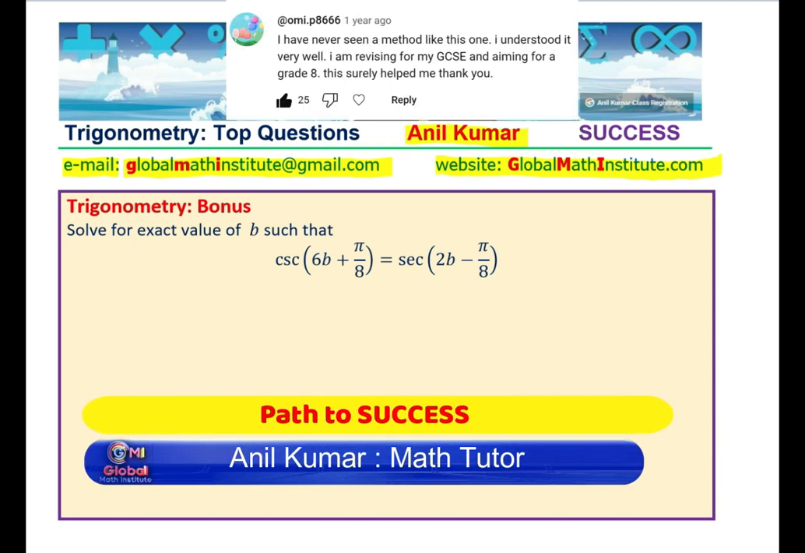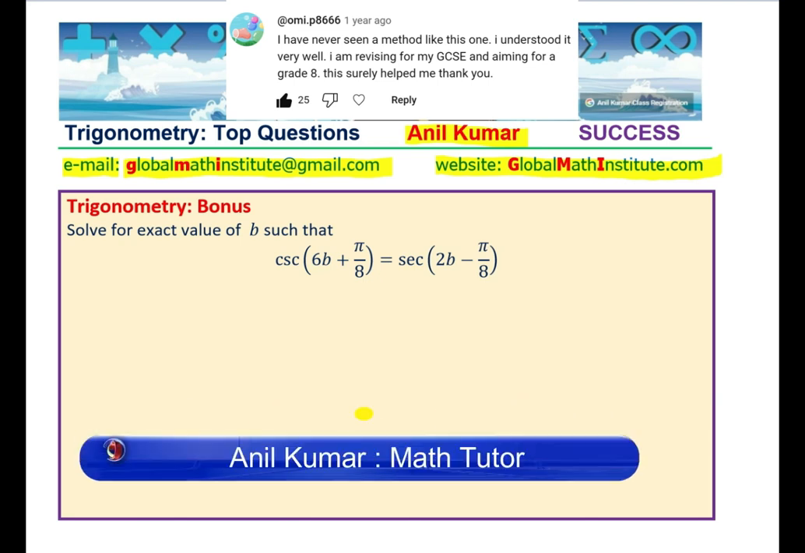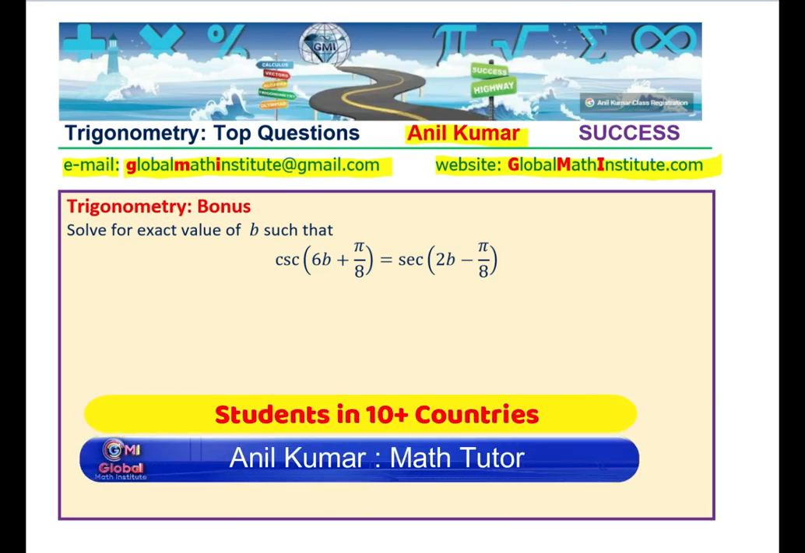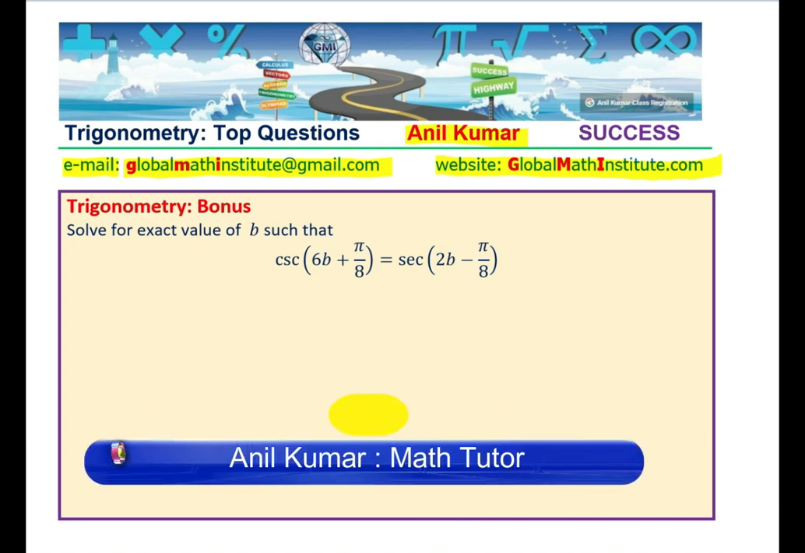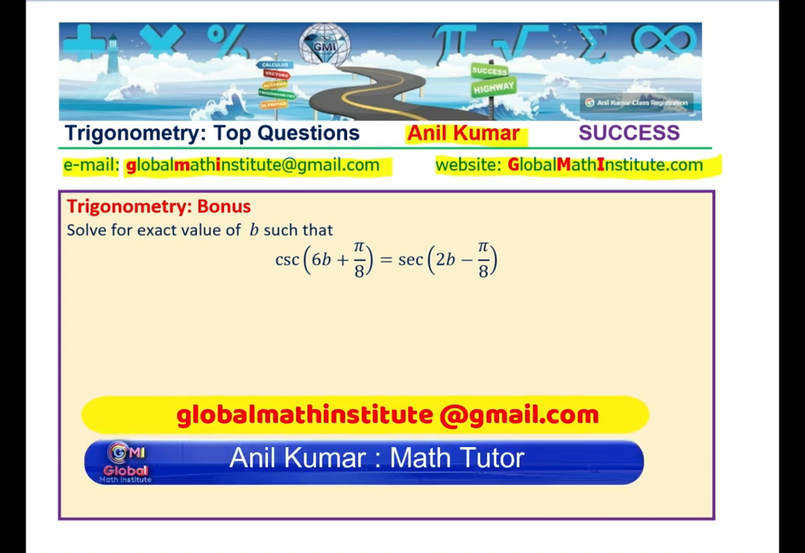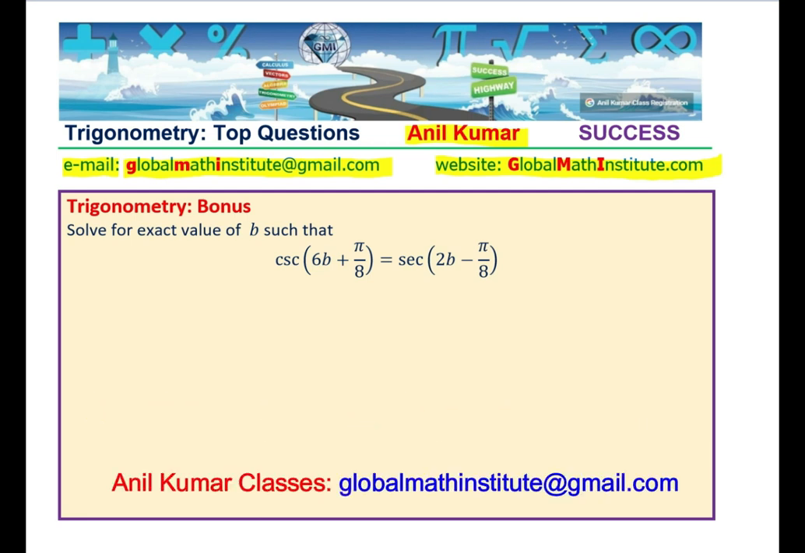Now let us take the solution of this problem. Cosecant 6b plus pi by 8 equals to secant 2b minus pi by 8. It was one of the very difficult questions which many students could not answer in their test paper. However, it is based on a very simple concept. So, first, I'll tell you the concept and then it'll be easy for you to understand and solve.